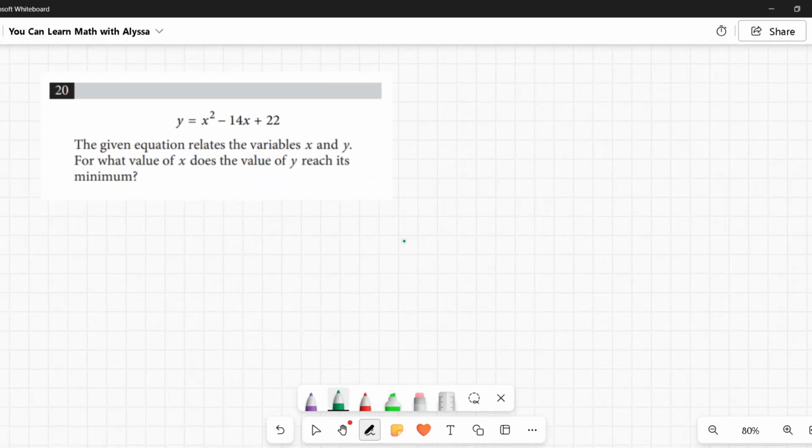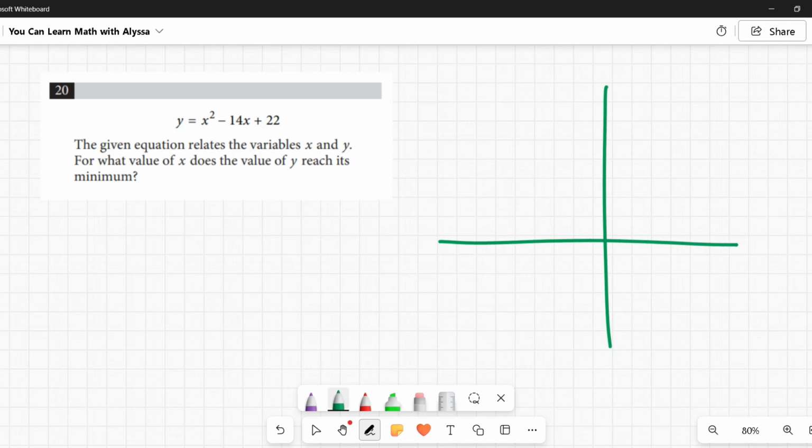Number 20, y equals x squared minus 14x plus 22. The given equation relates the variables x and y. For what value of x does the value of y reach its minimum? Can you do this by graphing? Absolutely. Do I recommend it? Nah, I think there's another way that's faster. I just do. And time is of the essence on the SAT. We always want as much time saved as possible.